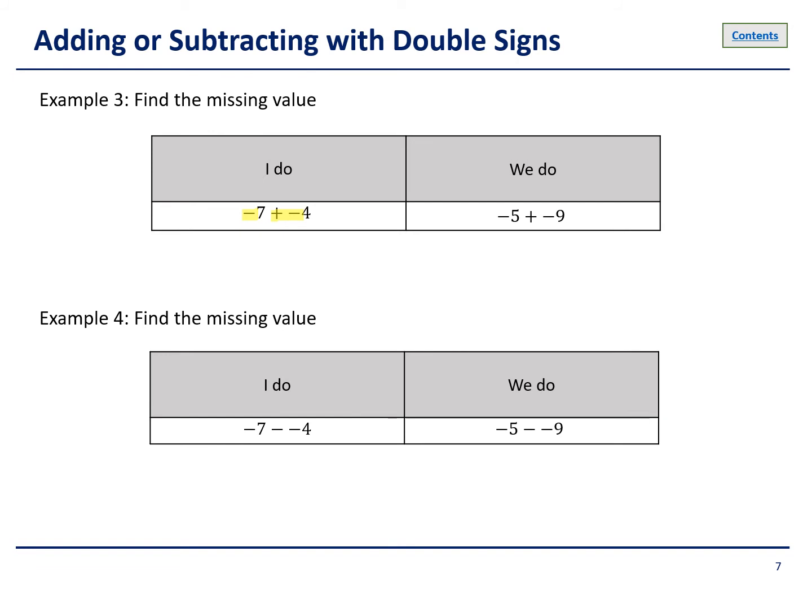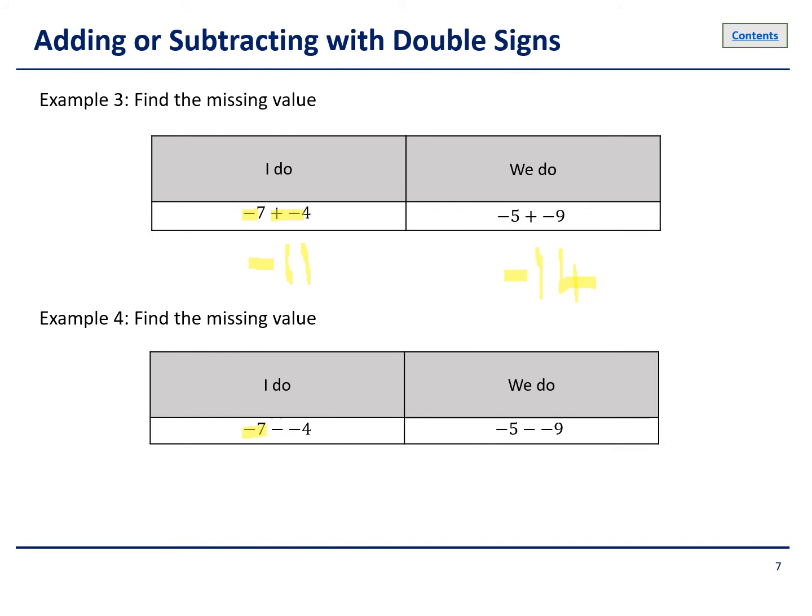So minus 7, subtract minus 4 is going to leave us with minus 11. Pause the video and have a go at the we do, please. Well done if you got minus 14. Starting at minus 5, taking away the 9, and there we are. There's our answer. Next I do, okay.